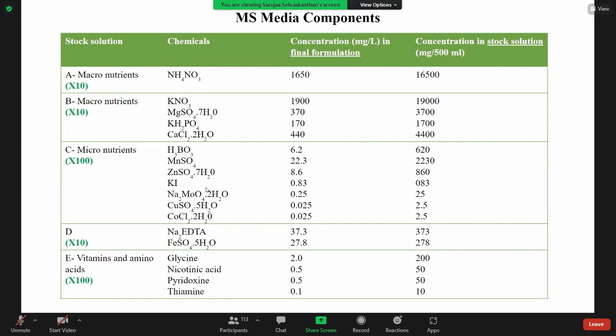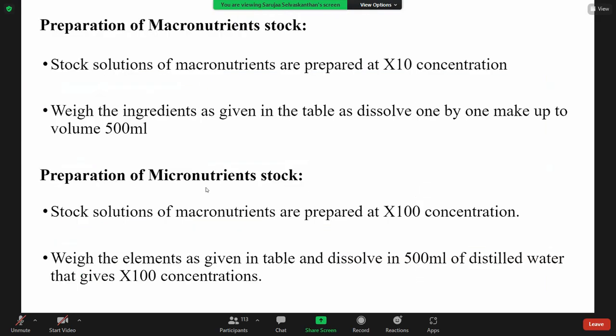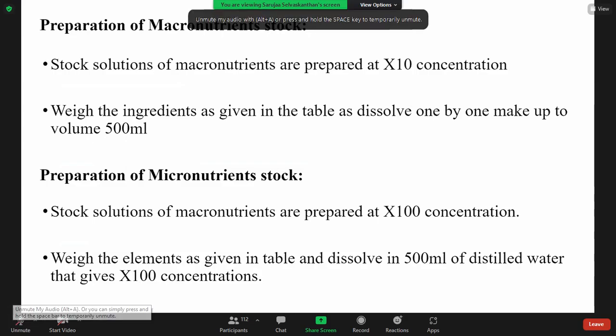And now the preparation of the micronutrient stock solution. What is the stock solution? How do we call the micronutrient stock solution? Stock A or B or C or D? Stock C, right?